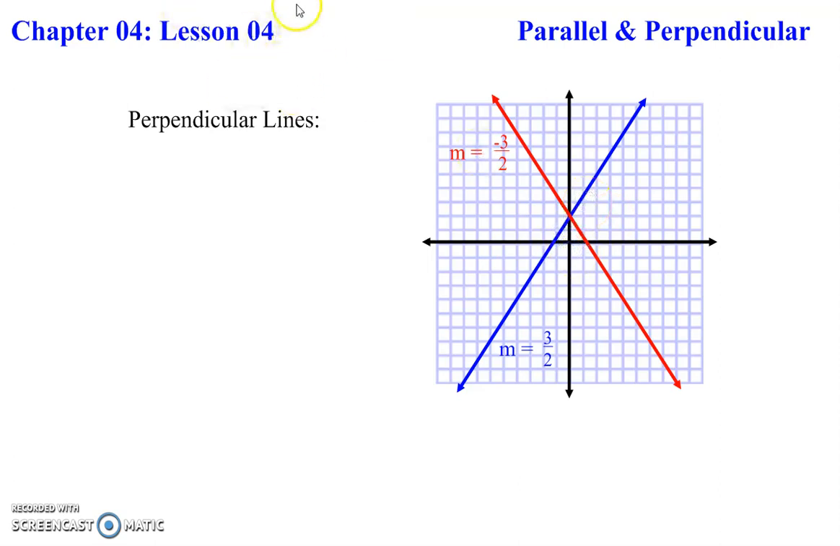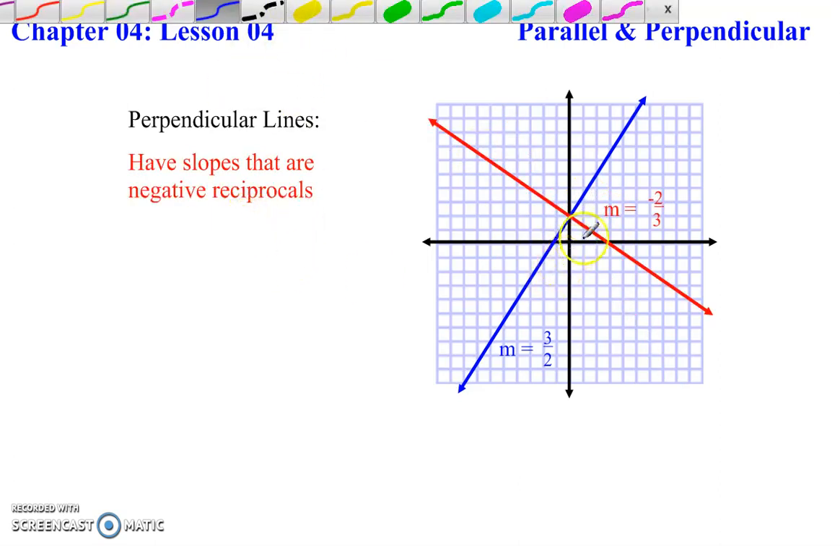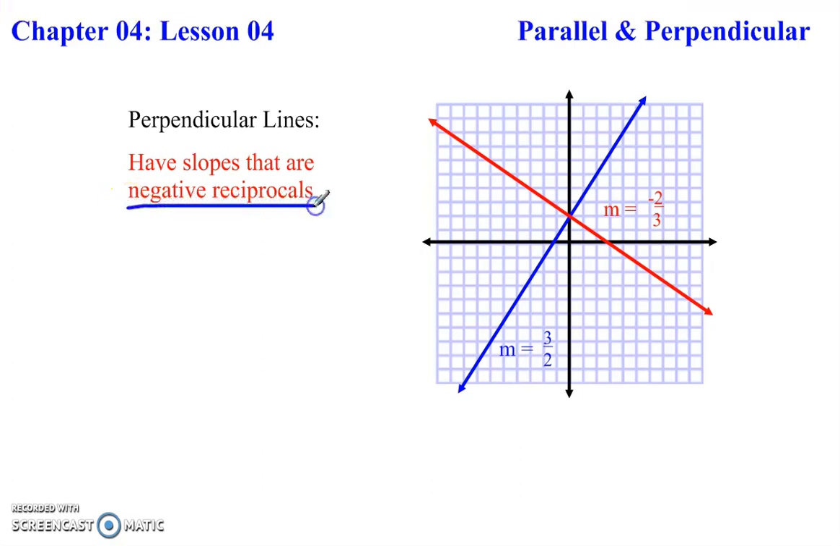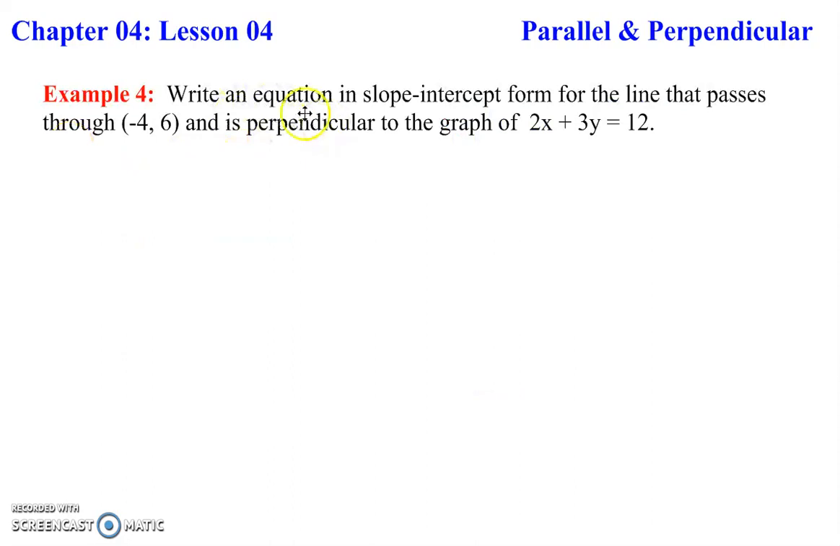So let's try again. Alright, this is 90 degrees. Notice that it is opposite. That means if this is positive, this one's negative. And it's inverse, flipped upside down. So opposite inverse or negative reciprocals. So let's use that to find the equation in slope-intercept form again.